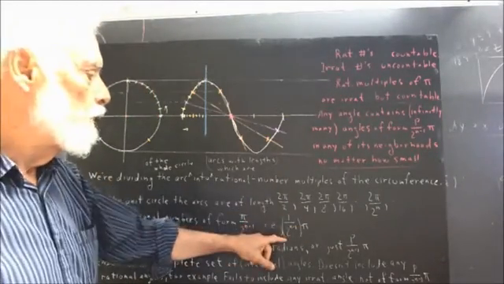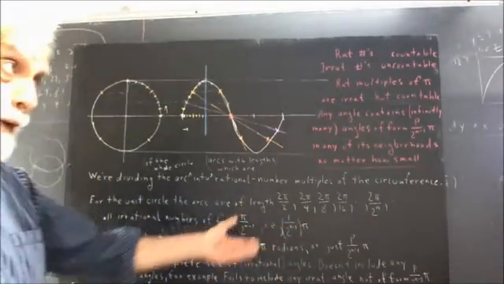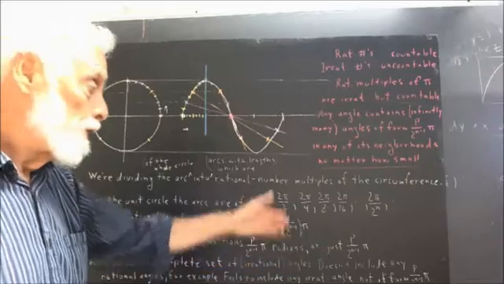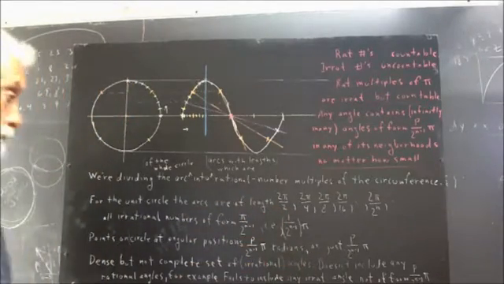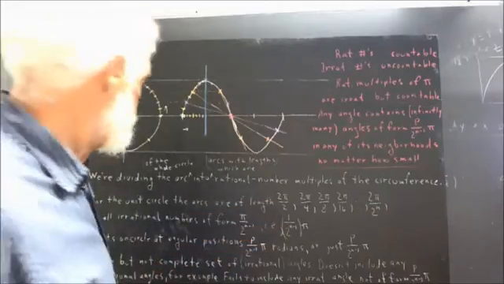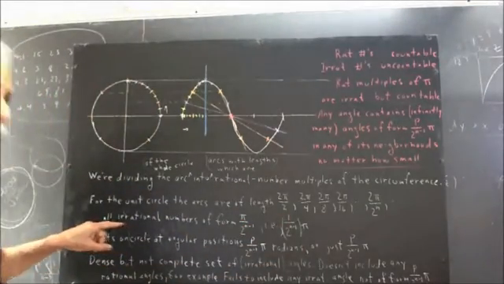Okay, 1 over 2 to the n minus 1 is 1 over some power of 2. That's a rational number. So we got a rational multiple of pi. However, that rational multiple of pi is itself an irrational number.